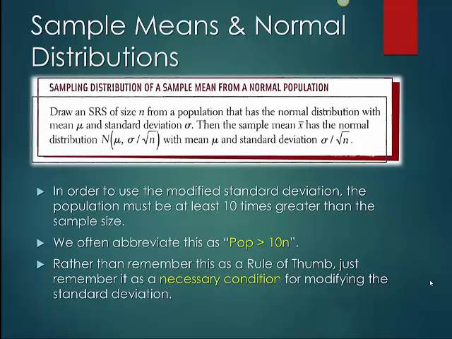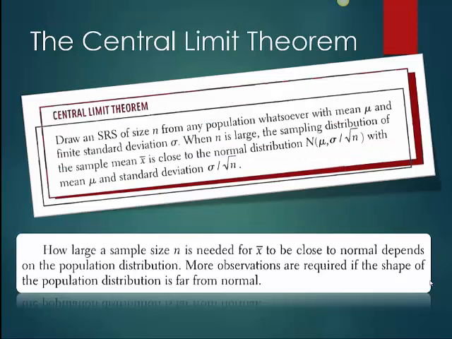Sometimes they use P, but we have so many different P's in statistics that it gets confusing. If we use just a P, it may be assumed that it's probability instead of population. So we kind of spell out POP, or population is greater than 10n. Okay, and our book says that this is rule of thumb number 1, but I would rather you remember that as a necessary condition for modifying the standard deviation rather than some rule of thumb that will change from book to book. The central limit theorem is the second component of this.